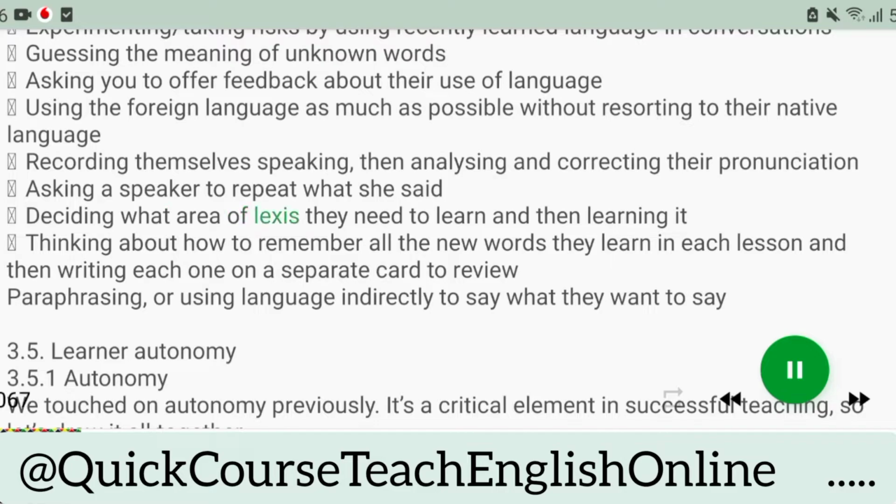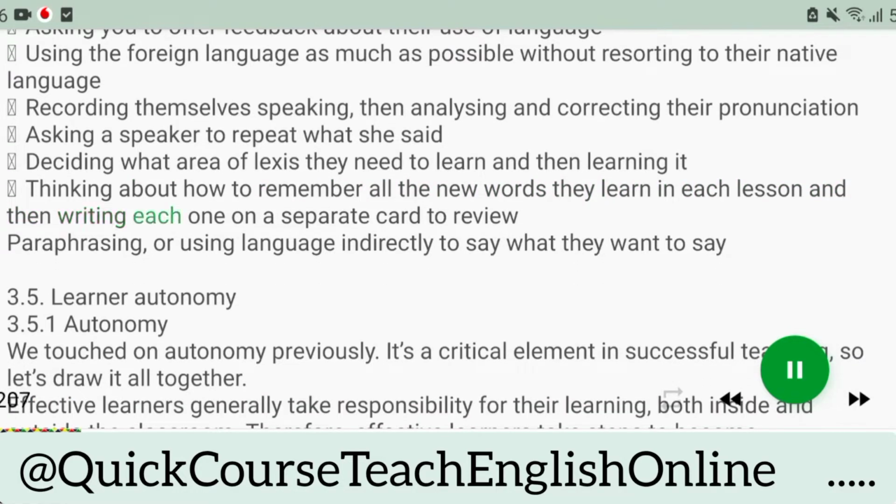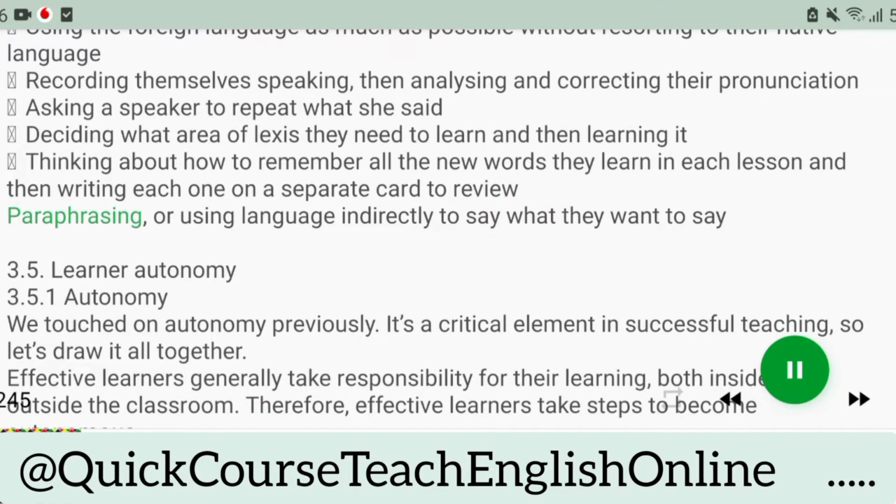Deciding what area of lexis they need to learn and then learning it. Thinking about how to remember all the new words they learn in each lesson and then writing each one on a separate card to review. Paraphrasing, or using language indirectly to say what they want to say.